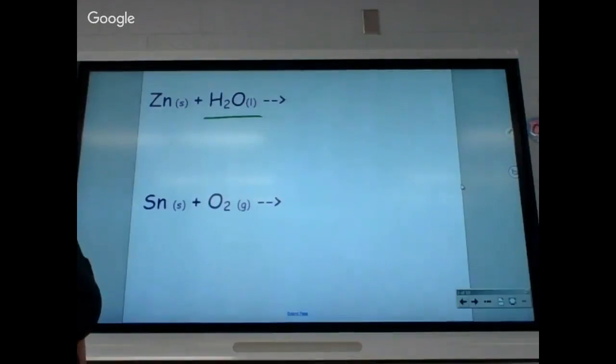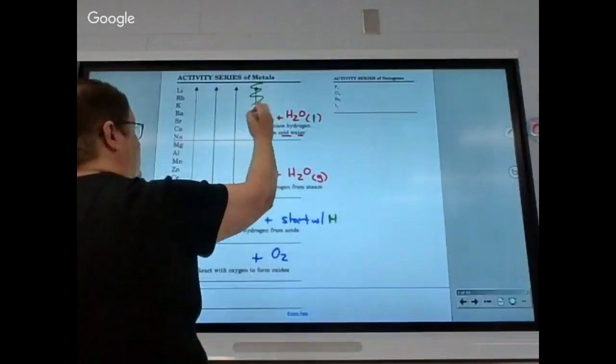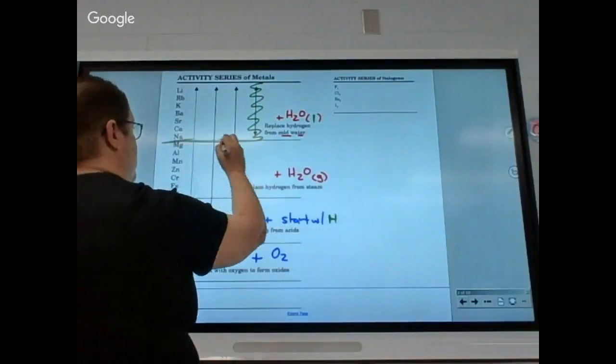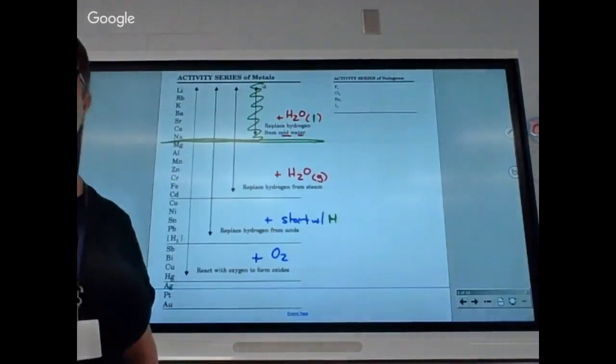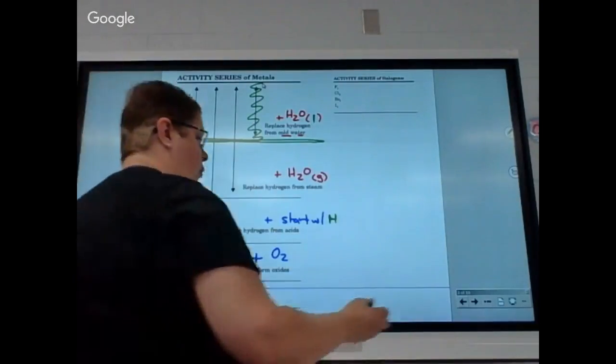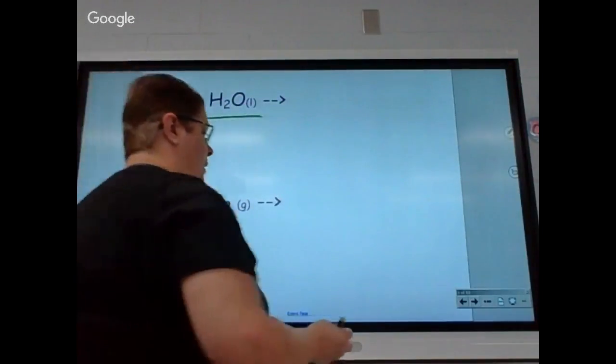Water is a liquid. Is it one of the arrows? Yeah. So we looked here, and water as a liquid was this arrow right there. So is zinc in that range? No. If zinc is not in that range, what did we write as an answer? We wrote no reaction. All right.